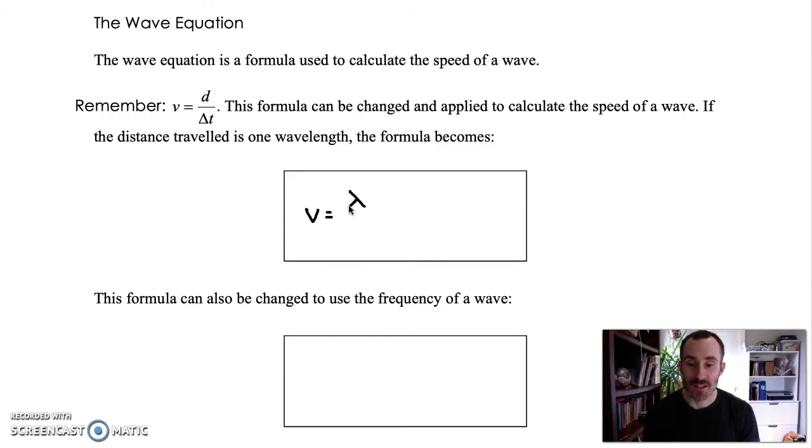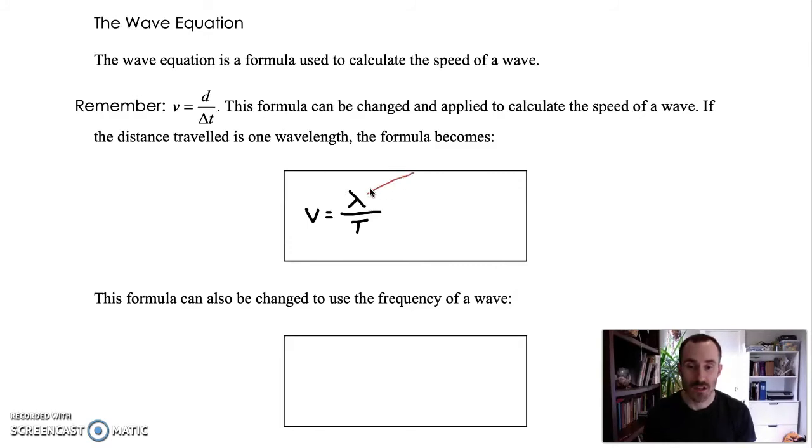Wavelength looks like this. It's the Greek letter lambda. There's a way to draw it fancier than that, but I think that we should stick with something simple. So it's wavelength, that's the distance part, divided by time. And the time part of a wave would be the period. So the speed is the wavelength divided by the period.